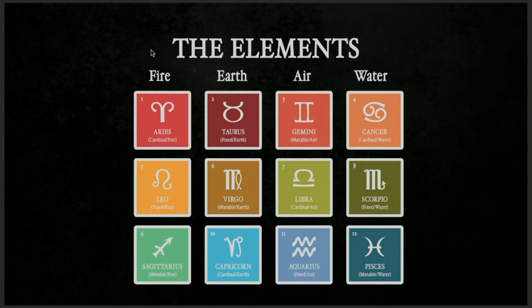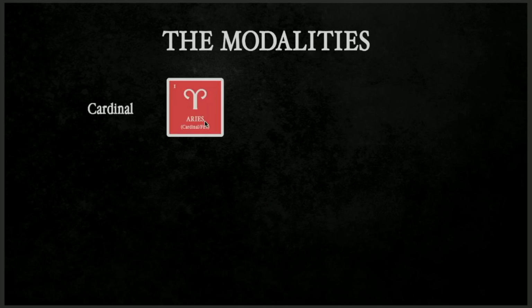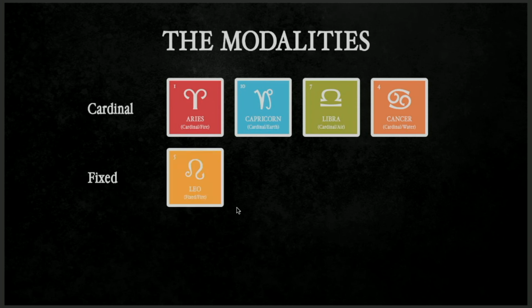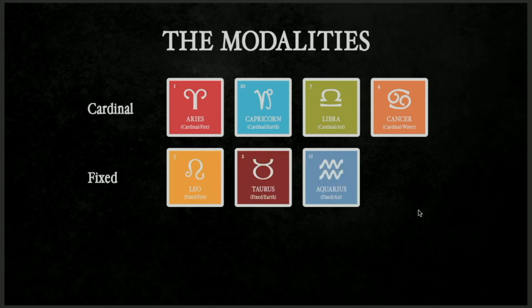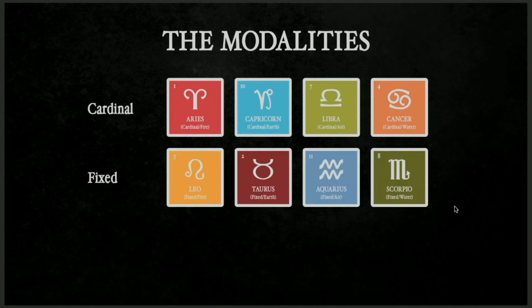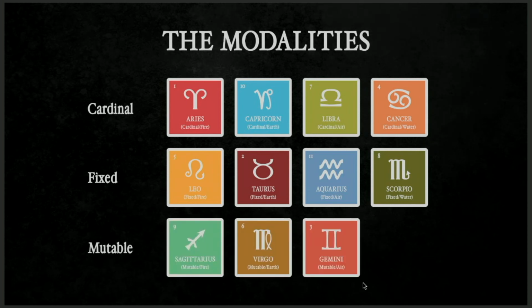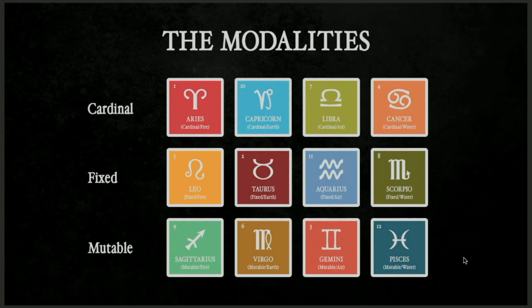Now, we could also build this grid in terms of the modalities, right? So we could look at the cardinal signs, and there will be 4 cardinal signs, which will be Aries, Capricorn, Libra, and Cancer. We're going to get 4 fixed signs, which are Leo, Taurus, Aquarius, and Scorpio. And we have 4 mutable signs, Sagittarius, Virgo, Gemini, and Pisces, which is another elegant, 4x3 grid.